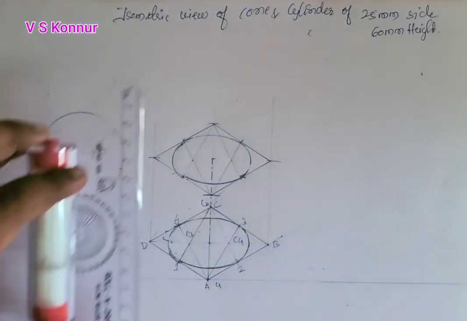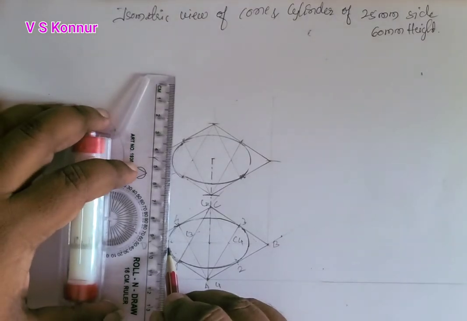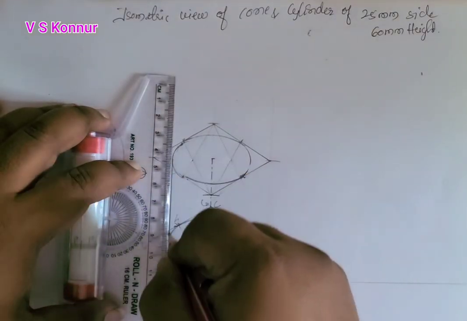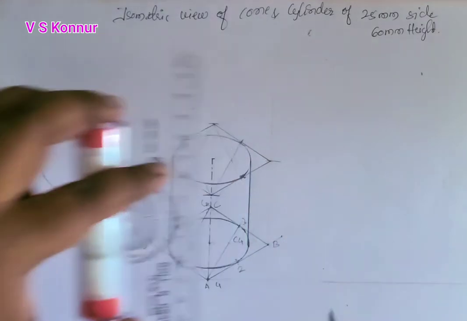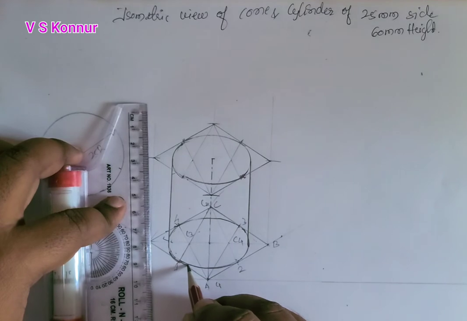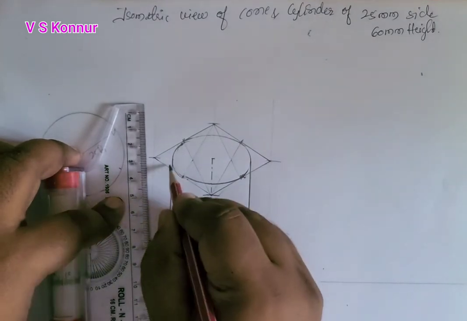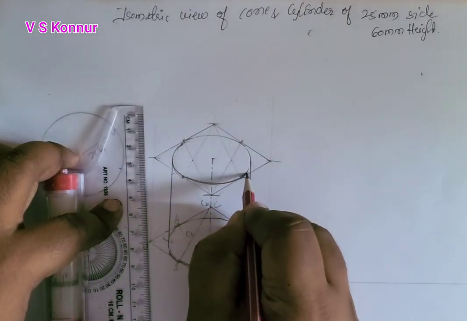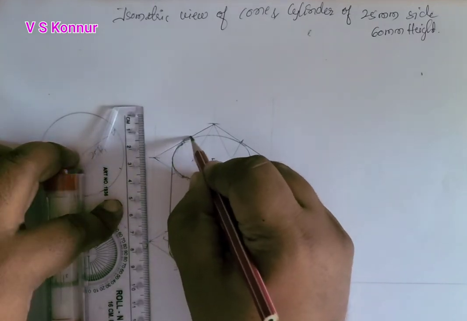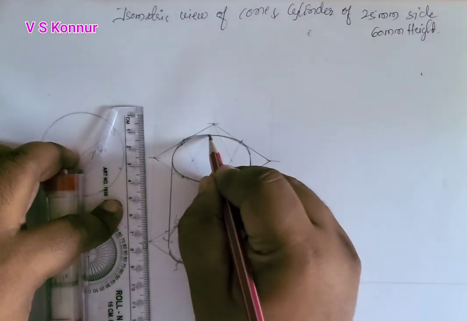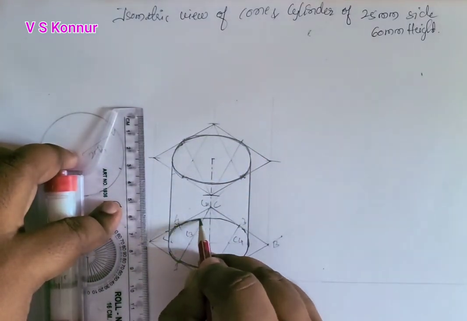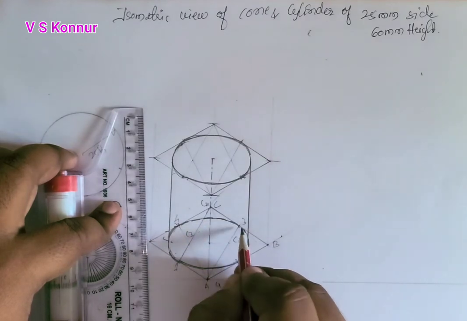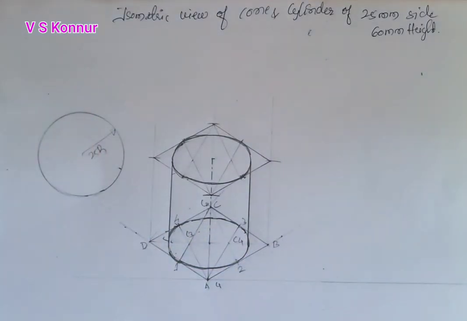Now you have to give the tangency for both the top and bottom. After tangency, which part you have to make dark is very important. So this part you have to make dark, and this part also, and this part also. This inside part you have to make dashed because it is not visible. So this is how you have to construct a cylinder.